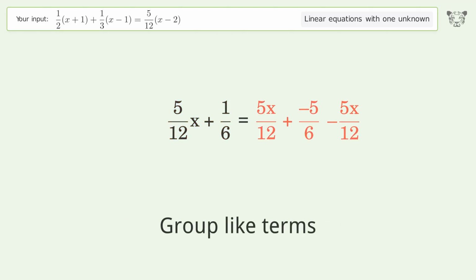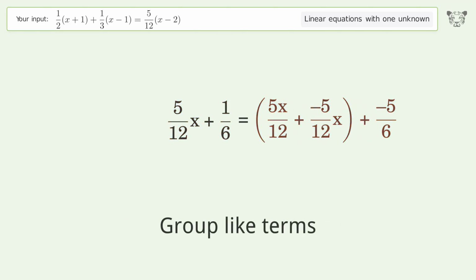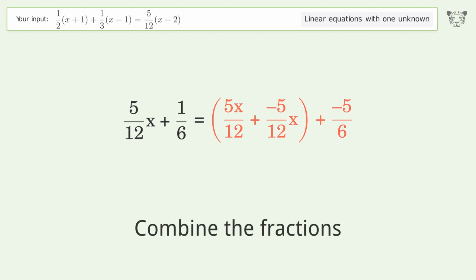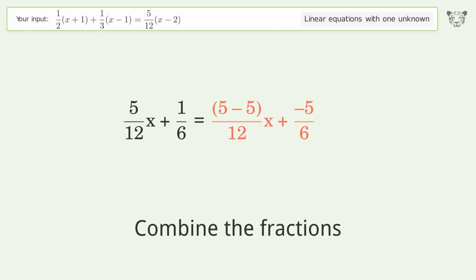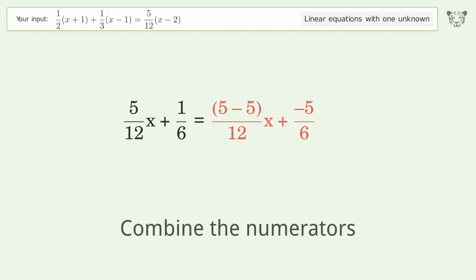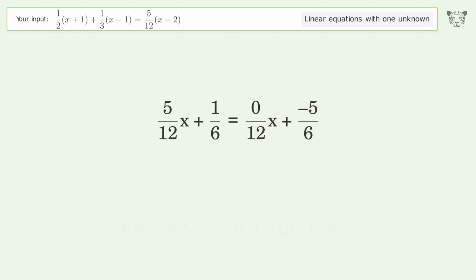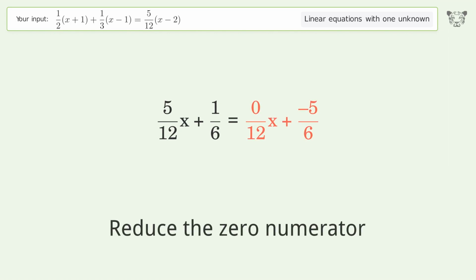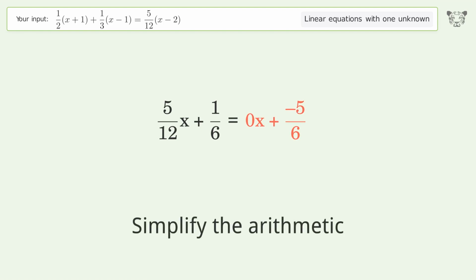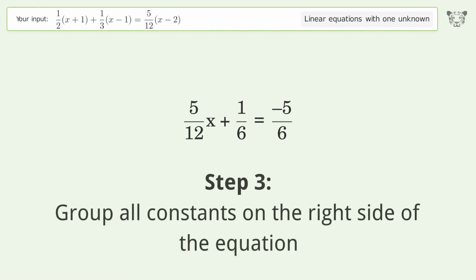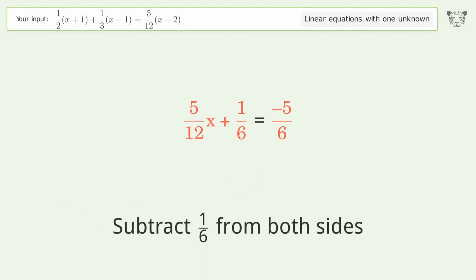Group like terms. Combine the fractions. Combine the numerators. Reduce the zero numerator. Simplify the arithmetic. Group all constants on the right side of the equation. Subtract 1/6 from both sides.